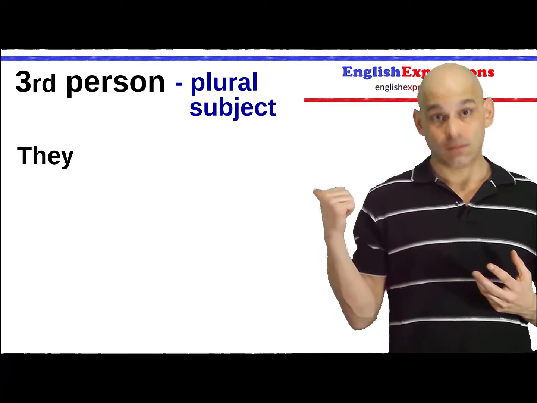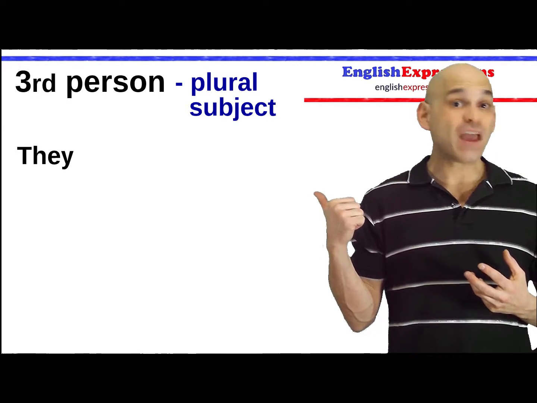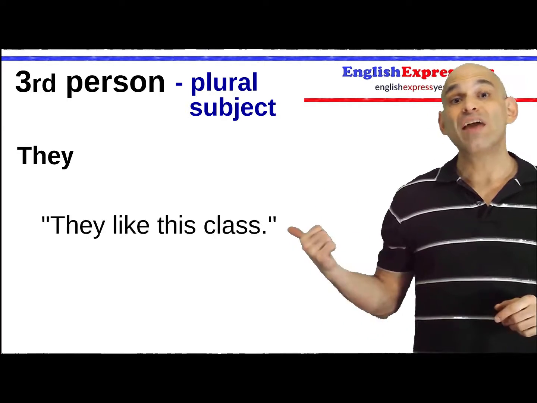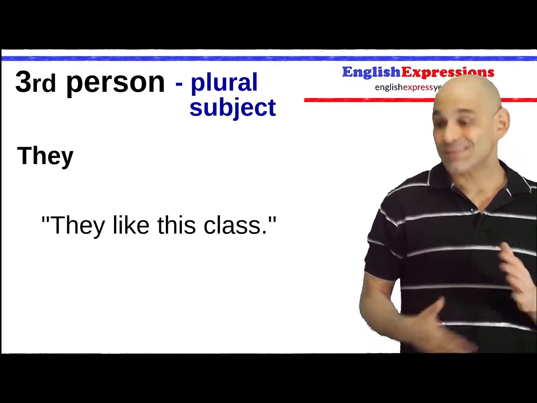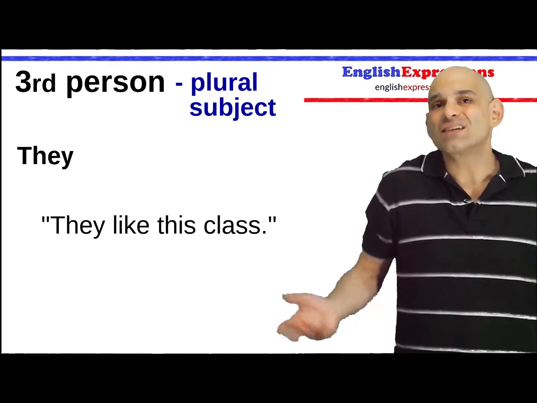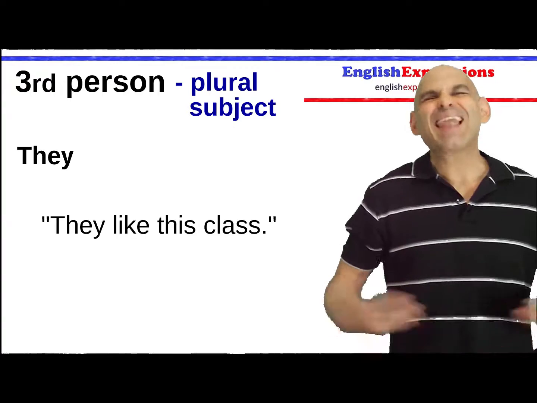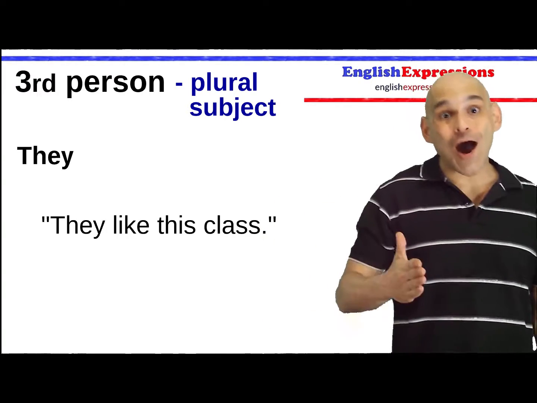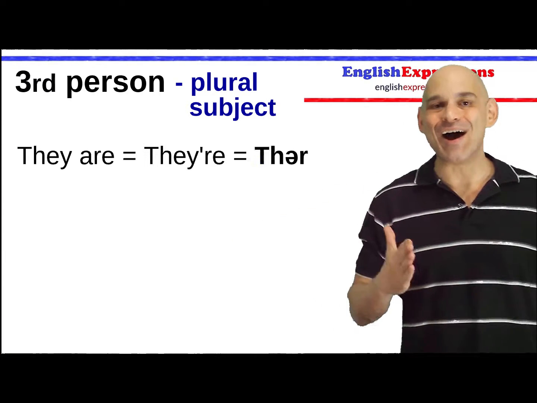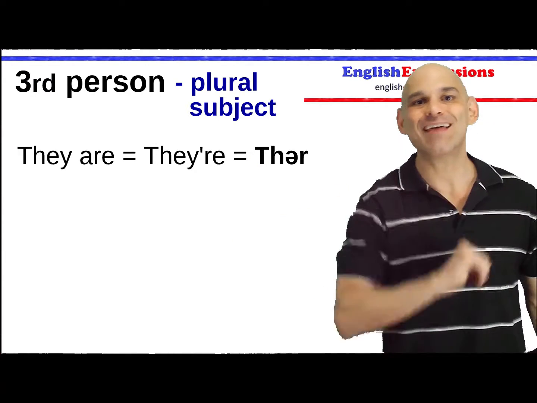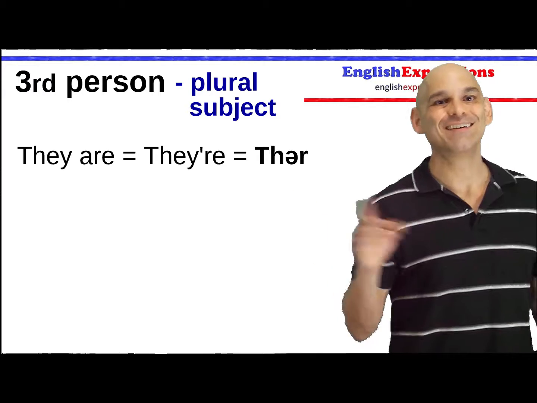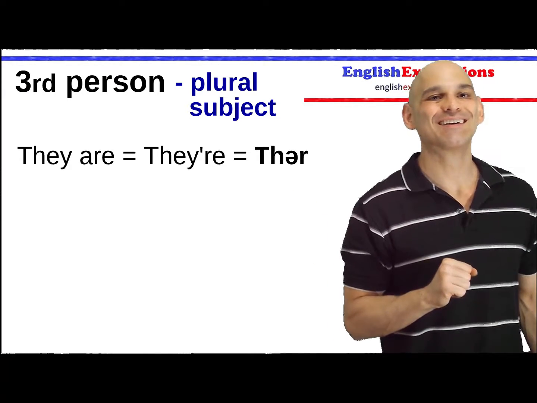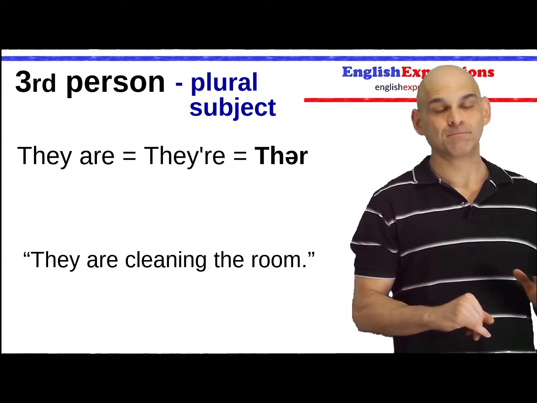It's like we, and this is they. And they, we say fully. So for example, they like this class. They like this class. We don't really use schwa for this. They like this class. We say it fully. But like we are, when we say they are and use the contraction, we don't say that. We say, right, they're. They are cleaning the room.